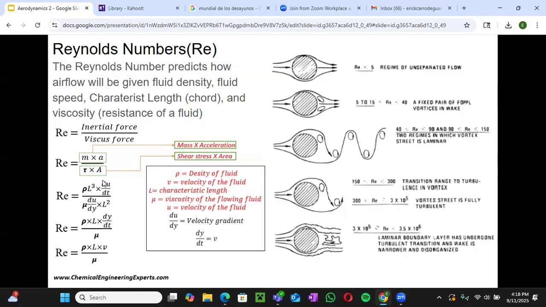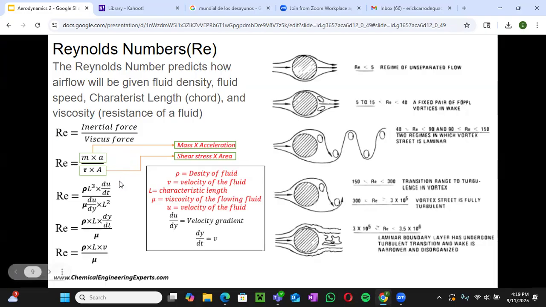Okay, so yeah, Reynolds number predicts how airflow will be given a fluid density, fluid speed, characteristic length, which is the chord length, leading edge to the trailing edge, and fluid viscosity. Viscosity is just like the resistance of the fluid that you're in. Water, obviously, is higher viscosity than air. So it's all the same equation: inertial force, which is just the force that's experienced, versus the viscous force, like the resistance to motion.